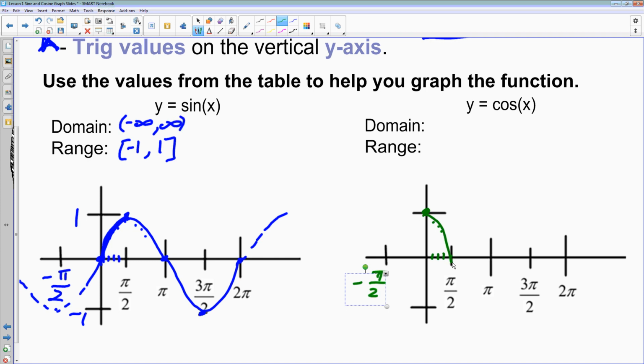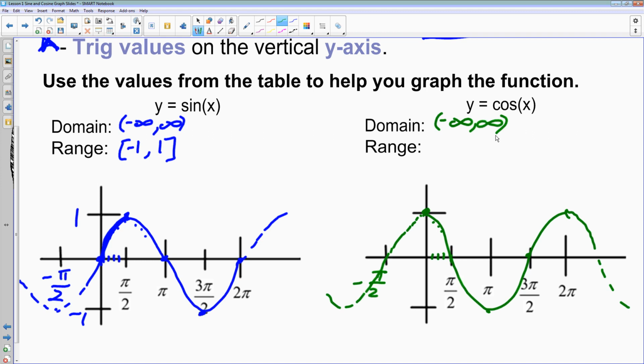All right, and then we know at pi we're down at -1, 3 pi over 2 we're up to 0, and then 2 pi we're back at 1. And we have that same type of curve, but it's actually shifted over pi over 2. So they look very similar, right? Slightly different. So the domain, again, is -infinity to +infinity, and the range is -1 to +1.